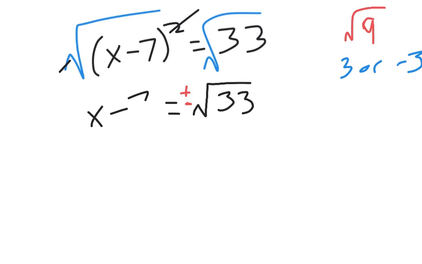It could be positive radical 33 or negative radical 33. In this case, it's just positive or negative, just like how before I was setting both things equal to 0. Now it could be positive radical 33, or it could be negative radical 33. I don't know which one it is.